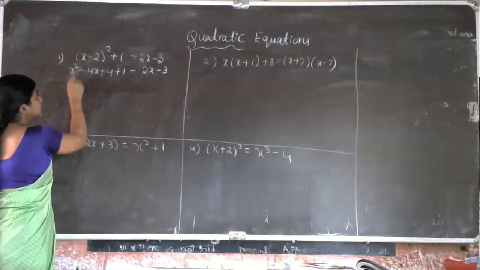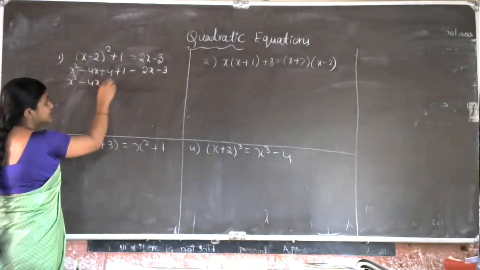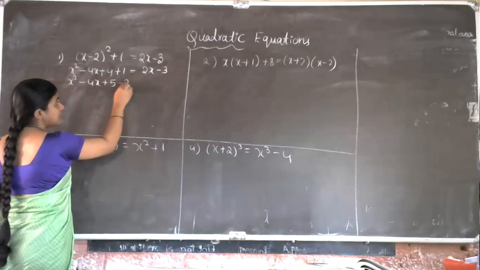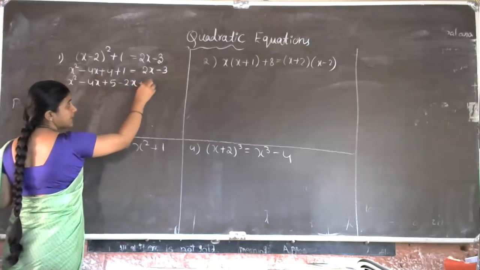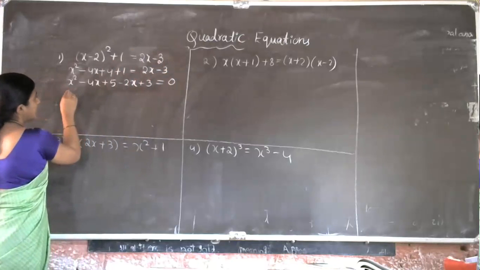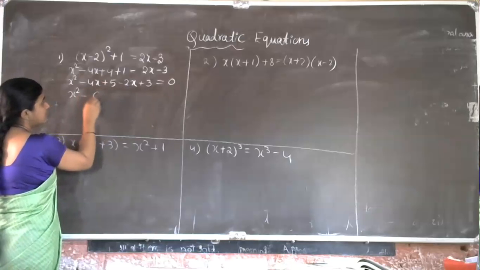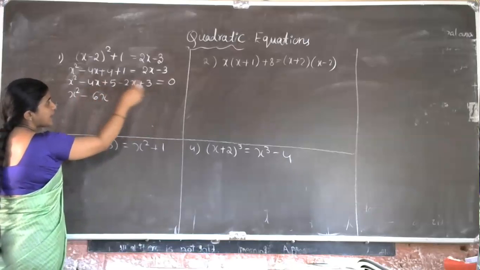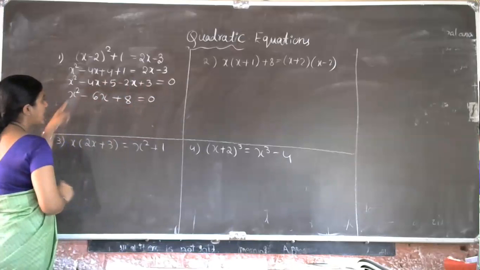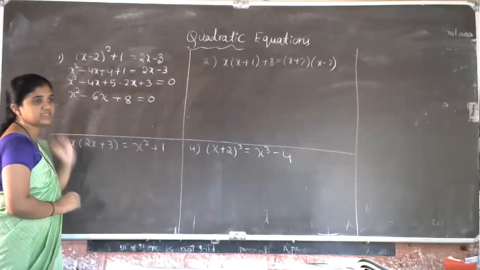Next, x square minus 4x, here 4 plus 1 is plus 5. Then can you take this 2x and minus 3 to this side? Yes, minus 2x, and minus 3 becomes plus 3, which is equal to 0 on that side. Next, x square minus 4x minus 2x is minus 6x. Then 5 plus 3 is 8, equal to 0. Now the final result we got is x square minus 6x plus 8 is equal to 0.